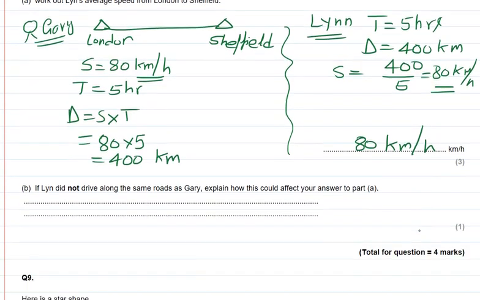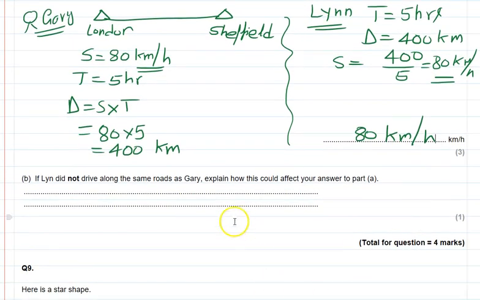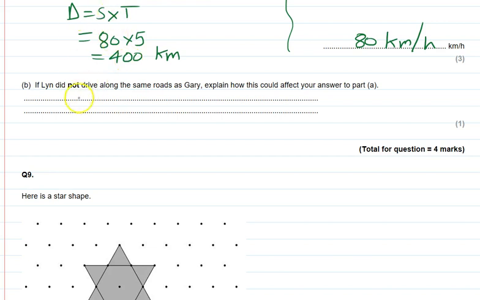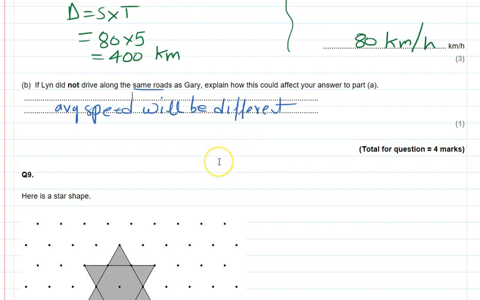Now, if Lynn did not drive along the same roads as Gary, explain how this could affect your answer to part A. So here it is saying, if Lynn did not drive along the same roads, her average speed will be different. Yes, average speed will be different here. So that will be your one answer for this question.